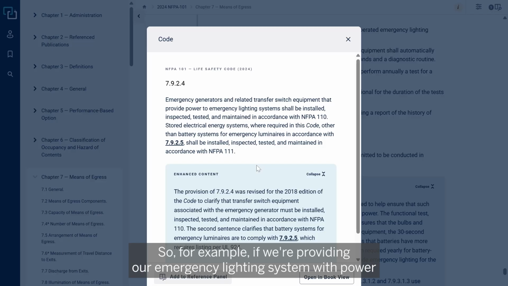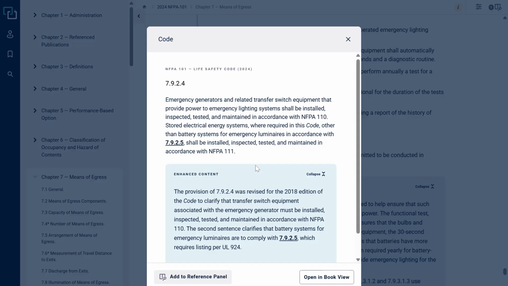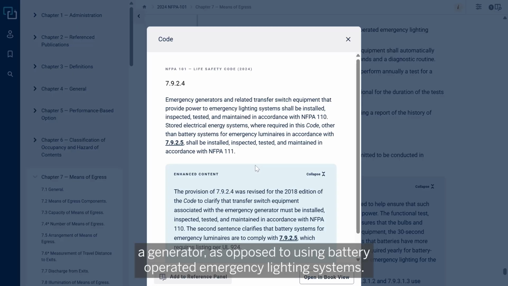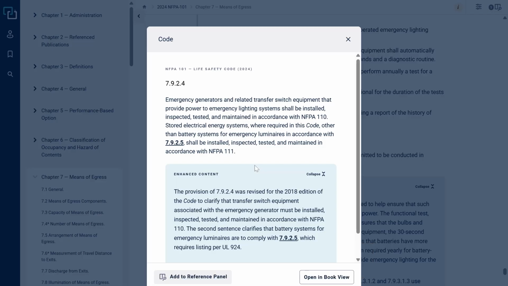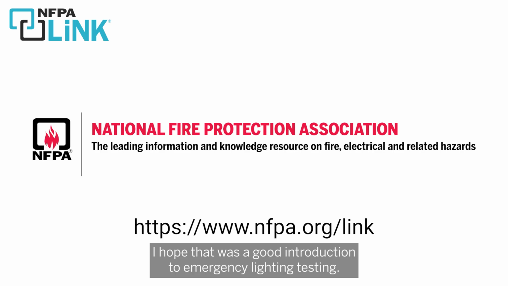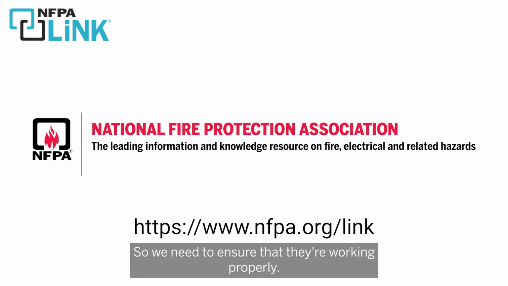So for example, if we're providing our emergency lighting system with power via a generator, we need to be doing a weekly inspection, a monthly run test, and then a 3-year full load test. So that's what that testing would look like if we were using a generator as opposed to using battery operated emergency lighting systems. I hope that was a good introduction to emergency lighting testing. And these systems are critical components of life safety, so we need to ensure that they're working properly.